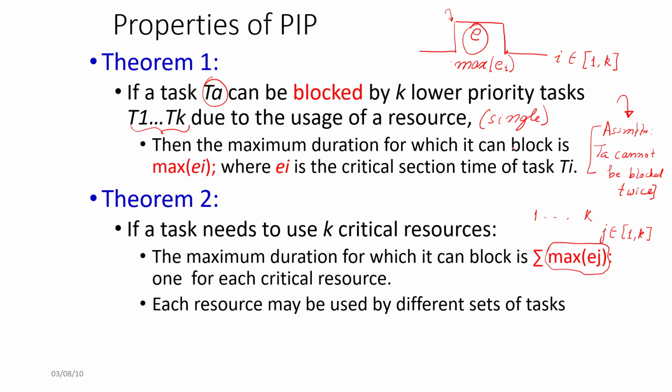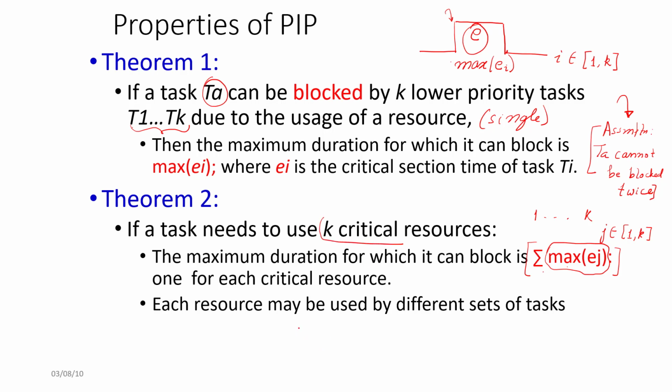time of a low priority task for that resource, right? For that critical section. So that is why for the first reason the max comes, for the second reason the summation comes. So this is the final expression for the blocking time when there are k critical resources.